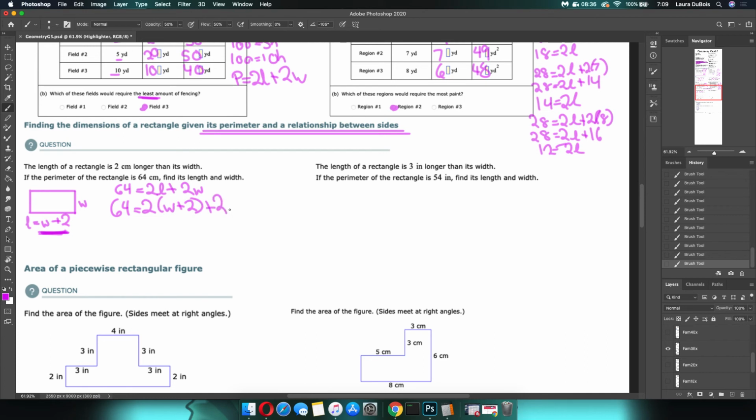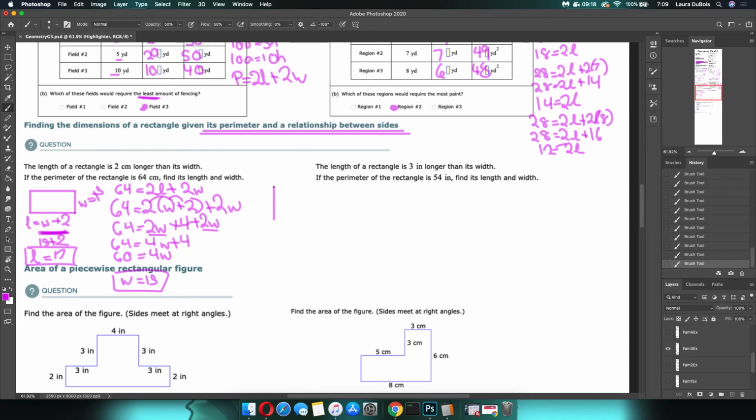And then the 2W. And look, one variable, no random extra letter here. That means we know how to solve this. Distribute: 64 equals twice the width plus 4 plus twice the width. 64 equals 4W plus 4, because again, like terms. Minus 4, 60 equals 4W, so W equals 15. I ran out of room, darn it. Now, what do we want? We want the length and the width. So the W is 15, the length is 15 plus 2, which means the length is 17. And there are 2 numbers.